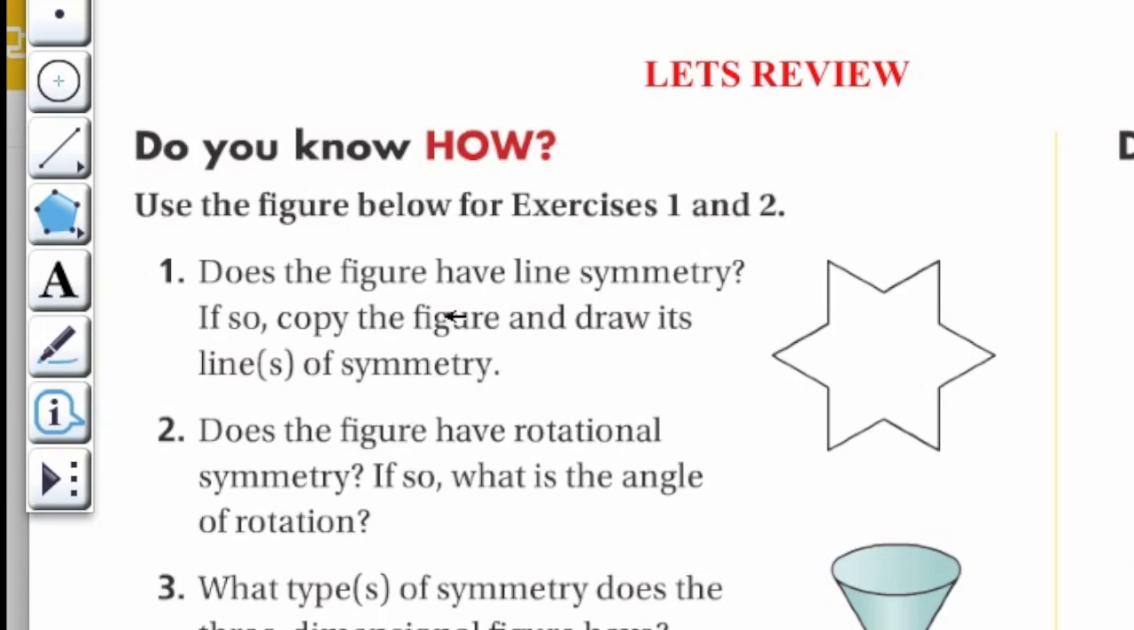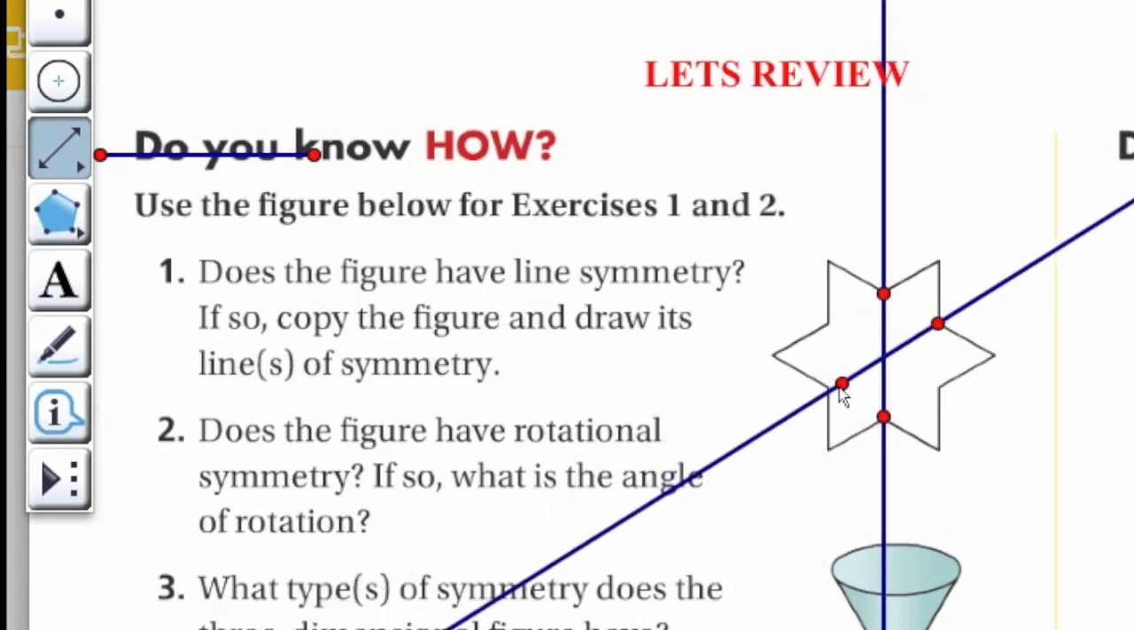So the first question: does the figure have line symmetry? The star. So we know that it has line symmetry because if we put a line over here, it will divide it into halves, and there are many lines. And number 2, does the figure have rotational symmetry? So it does, and if we draw an angle from here to here, this is the angle of rotation. So it is 60 degrees.